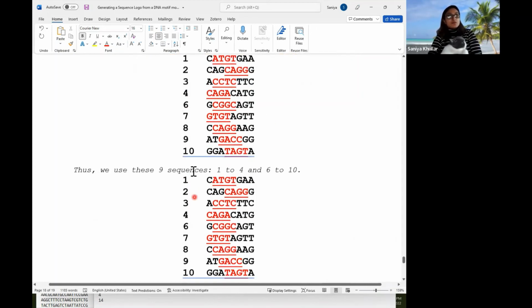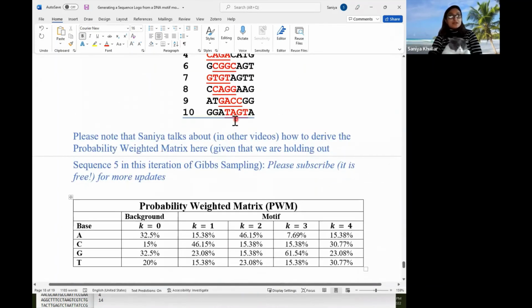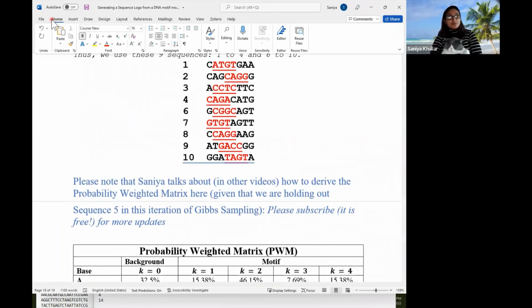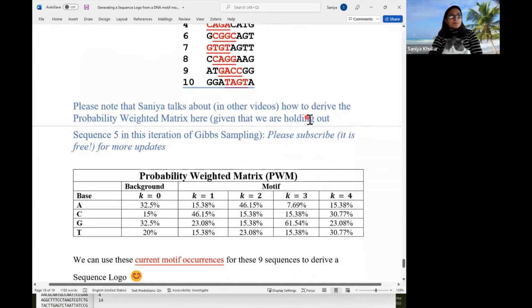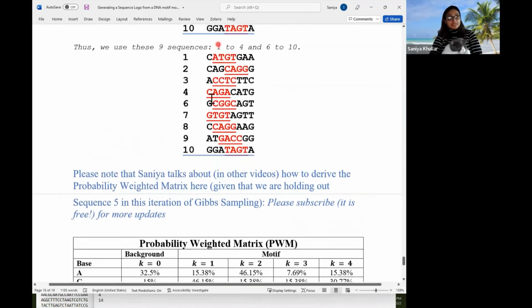And then what we're doing is we're just focusing on these sequences here, and in particular, only the motif parts right now, because we want those to be our subsequences, our motif occurrences as of now. Again, I do talk in other videos about how we derive this probability weighted matrix, and how we can hold out sequence 5 in this iteration of Gibbs sampling for these same bases.